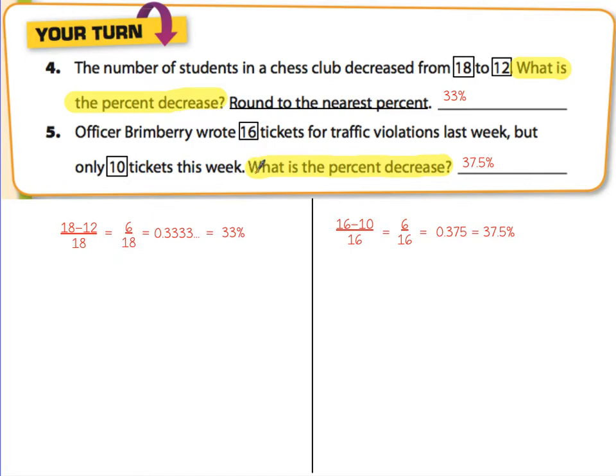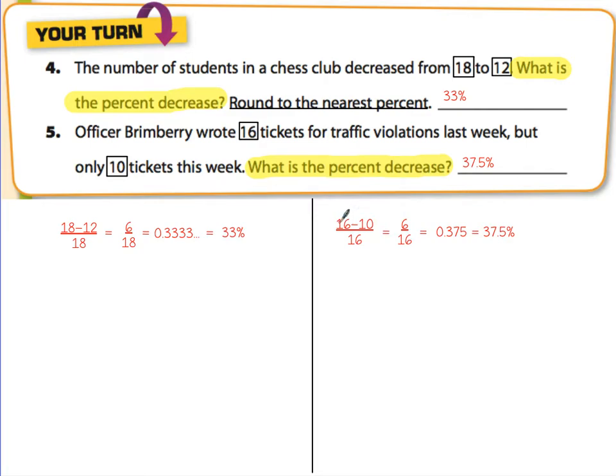All right, so for the first one, you should have gotten a decrease of 33%. You had 18 minus 12, the greater value minus the lesser value. It's always greater minus lesser, because we're just worried about the percent change. It doesn't matter that it started with 18 and then went to 12. We're always doing the larger value minus the smaller. And then we get 6 over 18. If you divide that, you get 0.33 repeating, and that's 33%.